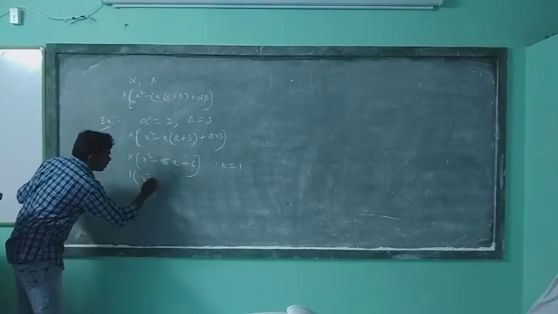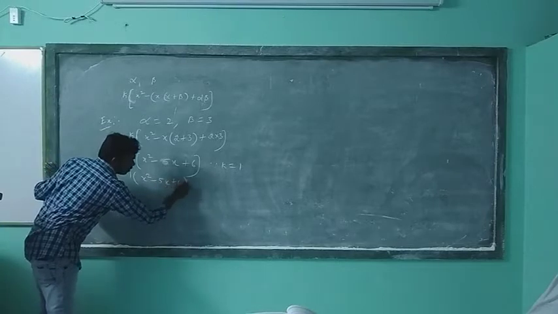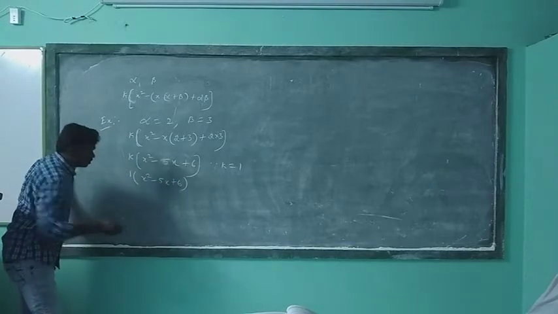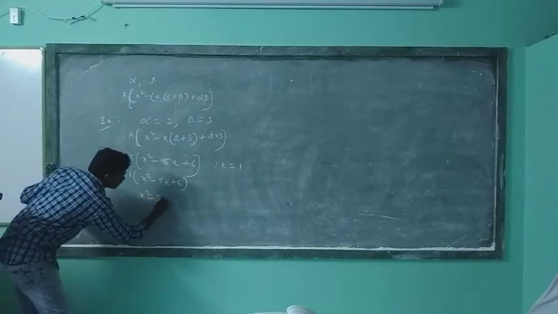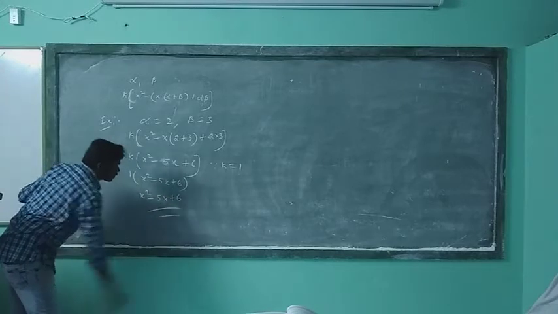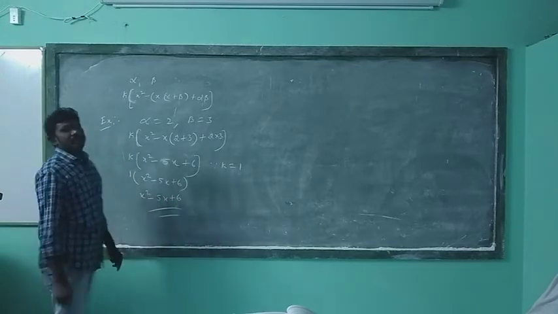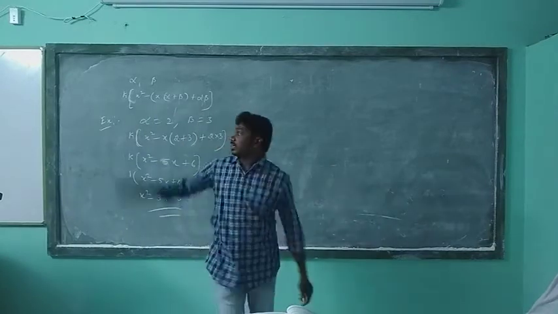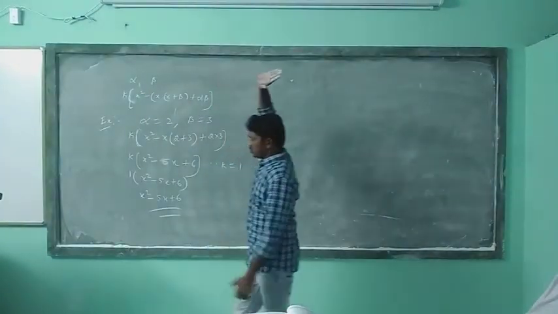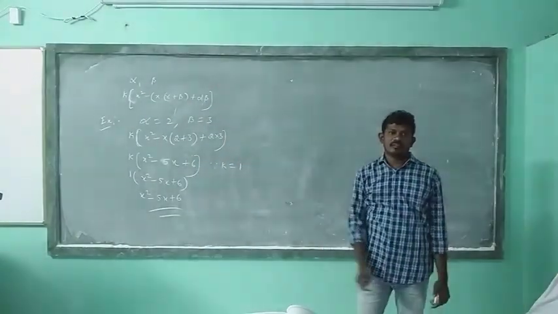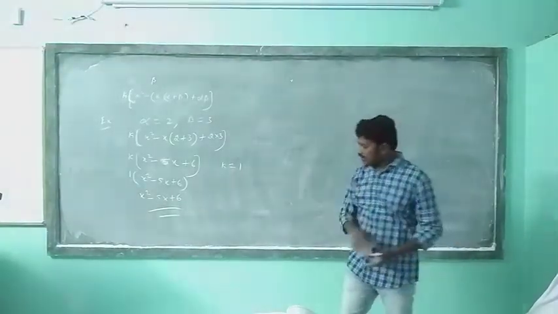So, 1 into x square minus 5x plus 6. 1 into something equals something. So x square minus 5x plus 6 is the quadratic polynomial, where alpha and beta values are given. Now, another example.